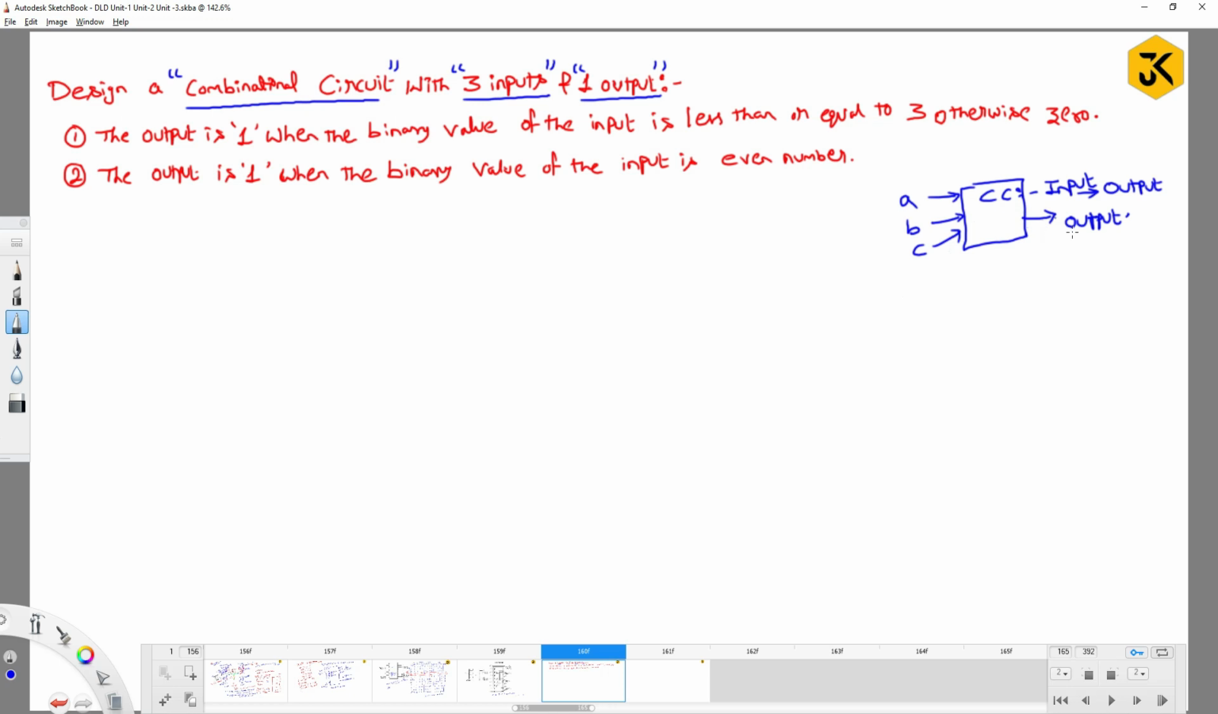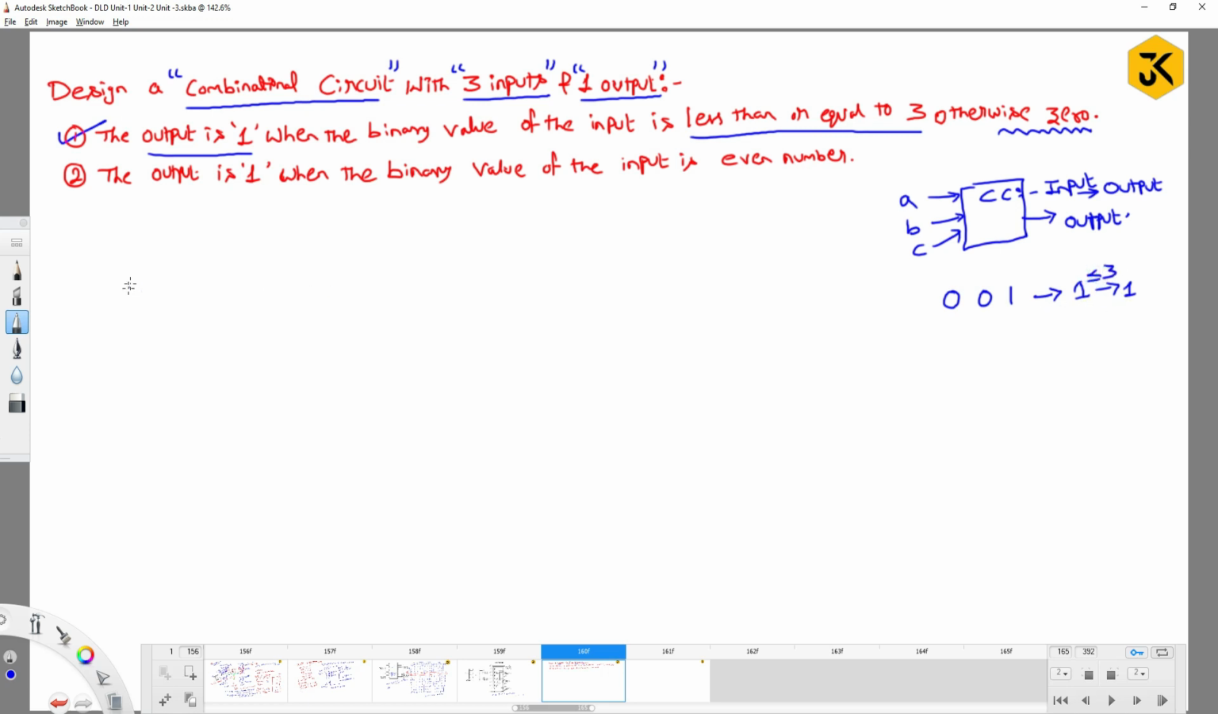Okay, so how to produce this single output? For that they have given different kinds of statements. Let's see the first one. The output is 1 when the binary value of the input is less than or equal to 3. You have to make sure it is less than or equal to 3. Otherwise you have to make it 0. With 3 bits, assume it is 001. What is its respective value? Its respective value is 1, so its output is 1. As this value is less than or equal to 3, it should be 1, right?